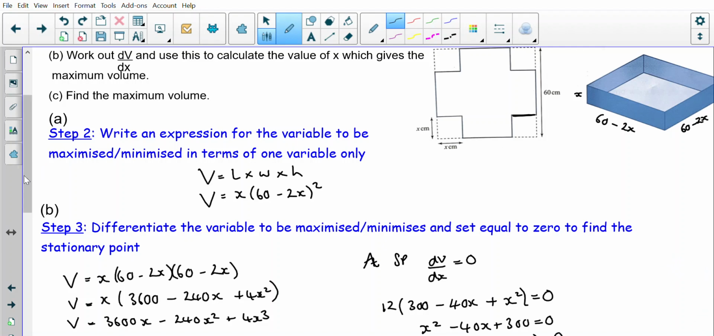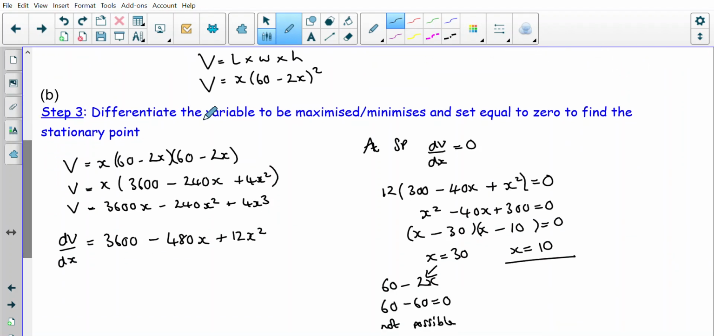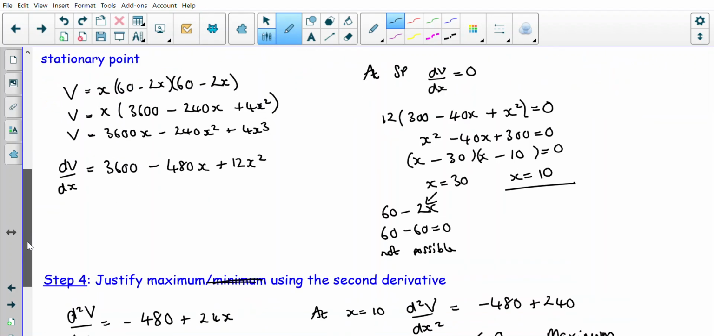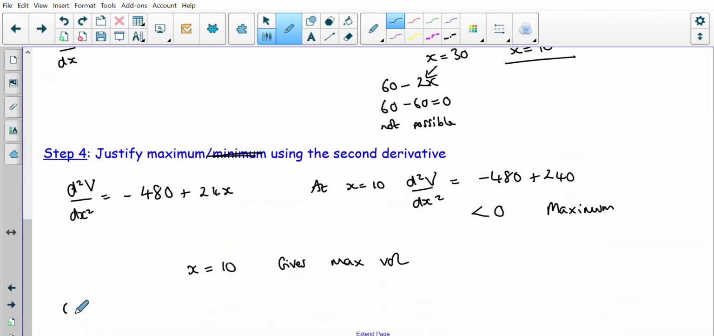Now we just go back to the question, part C actually wants us to find that maximum volume. So we're going to have to substitute our value of x into our expression for v. So just to finish off then, our expression for v was x(60 minus 2x) squared. So let's substitute in 10.